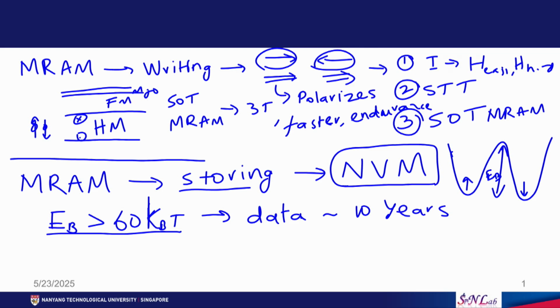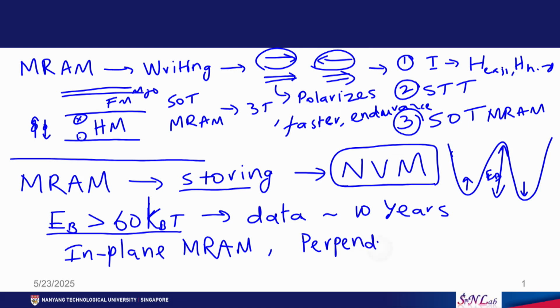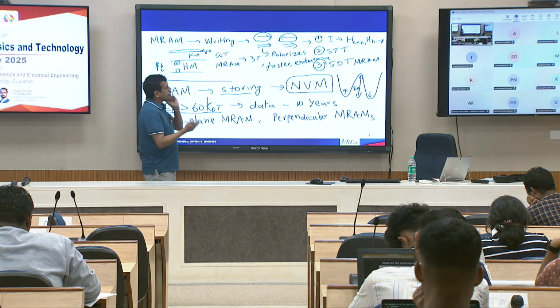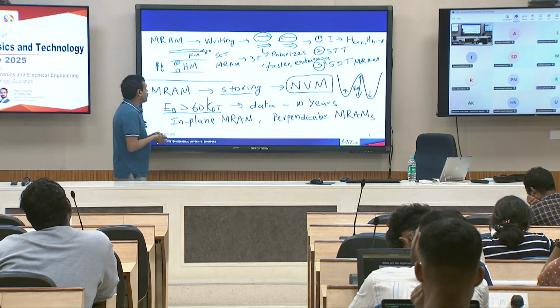We learnt about two types of MRAM. One is called in plane MRAM. The second type is called perpendicular MRAM. As the names imply, in plane MRAM, the magnetizations of the free layer and the reference layer are all parallel to the wafer plane, and in the case of perpendicular MRAM, the magnetizations are perpendicular to the wafer plane.